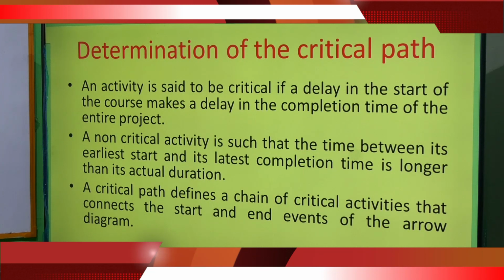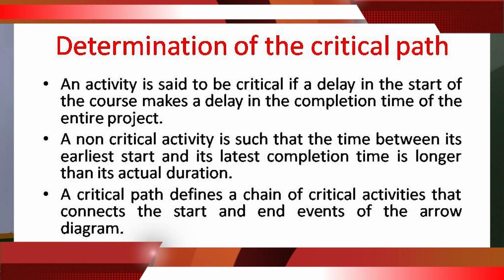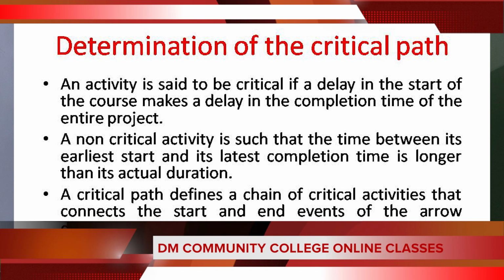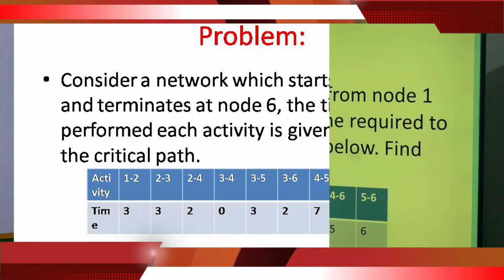Determination of the critical path. An activity is said to be critical if a delay in its start causes a delay in the completion time of the entire project. A non-critical activity is such that the time between its earliest start and its latest completion time is longer than its actual duration. A critical path defines a chain of critical activities that connects the start and end events of the arrow diagram. So now there is one problem.